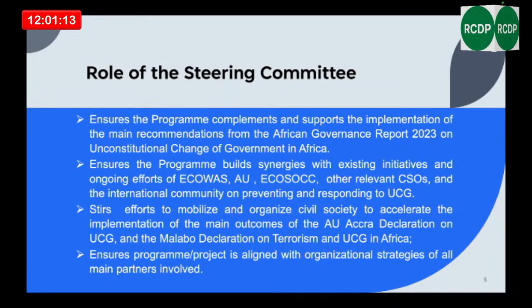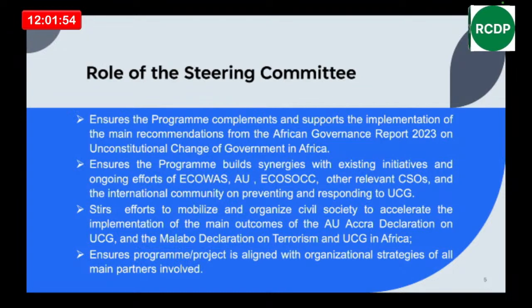Now we come to the role of the steering committee. None of these functions will surprise you. These are the usual typical functions that are implemented by the steering committee of any project. So we have effectively the assurance of the program, supporting the implementation of the main recommendations of the Africa Governance Report 2023 on constitutional changes of government, ensures the program builds synergies with existing initiatives, ongoing efforts of ECOWAS, AU, and ECOSOC, and other relevant civil society organizations, and the international community on preventing and responding to UCG.